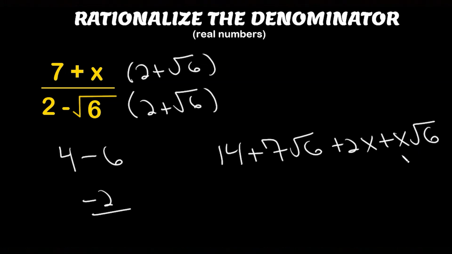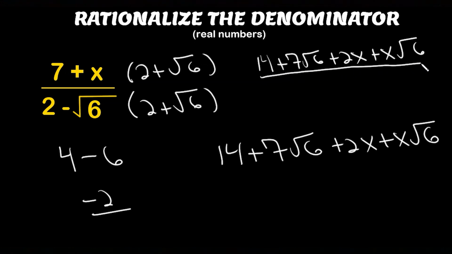Now this one's really weird because you don't actually have any like terms. If I look at my numerator, what I have when I simplified it out, there's no like terms that I can combine here. So as a result, I'm just going to write it as is. So my final answer is going to be 14 plus 7 square root of 6 plus 2x plus x square root of 6 all over negative 2. Okay, there it is. So this problem is now done.